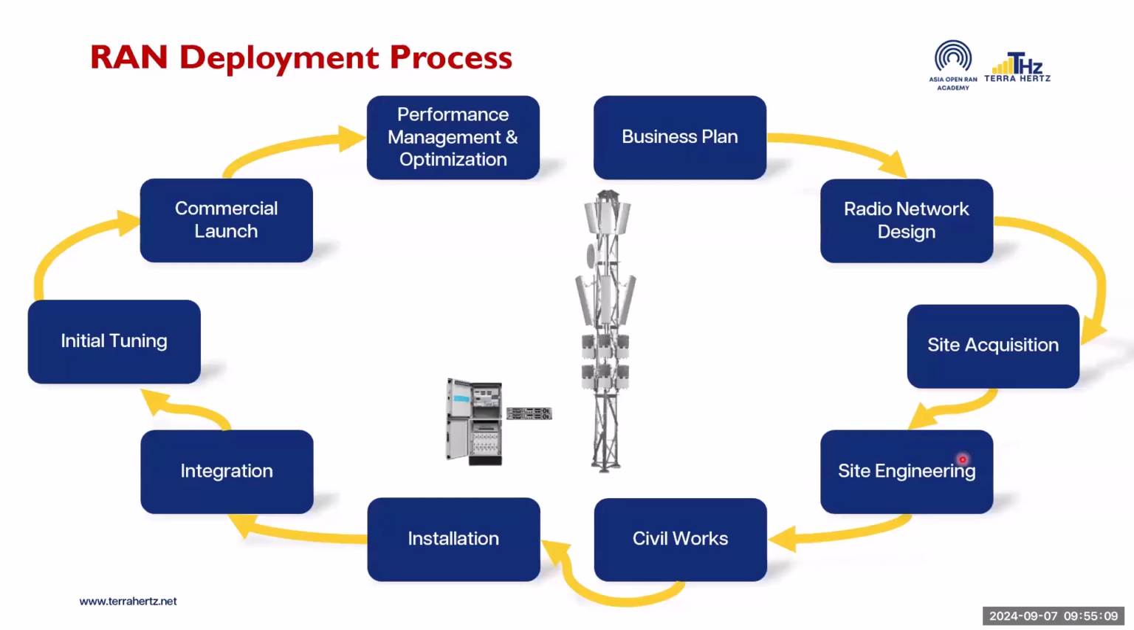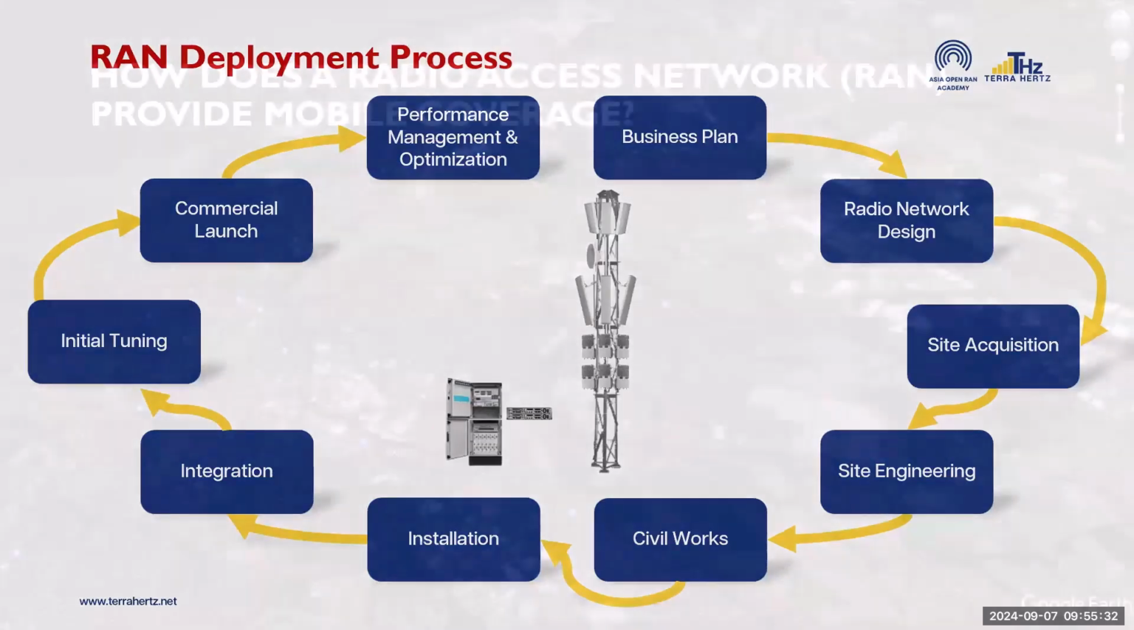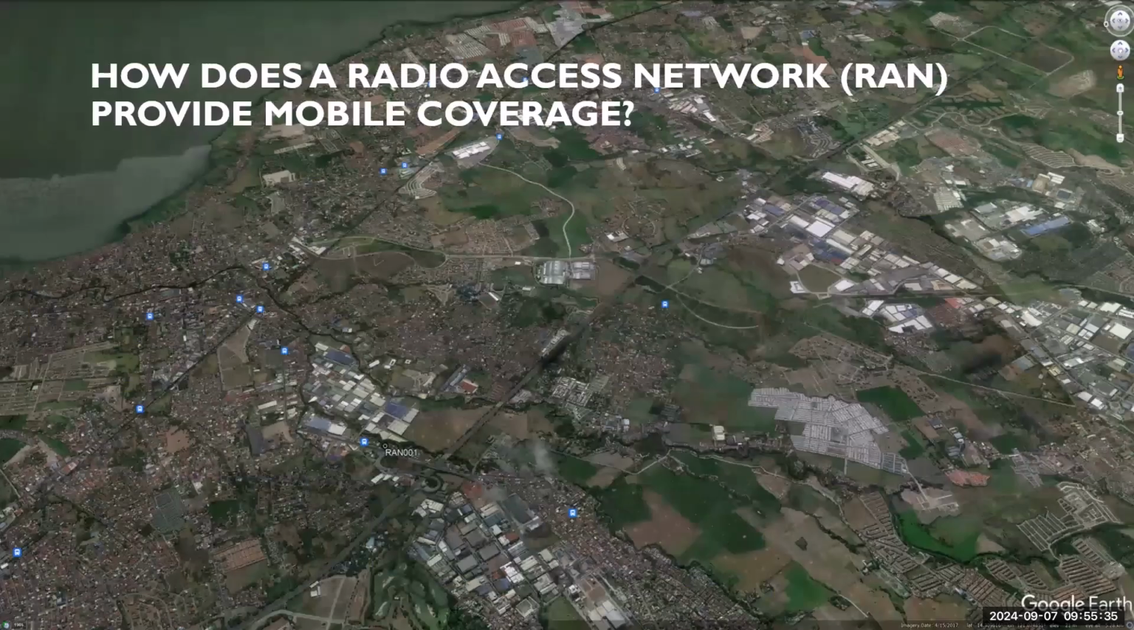And then you will see that there's a new business case: currently, operators are not the ones building the tower, but a tower company. It's the same process. It's a change in the business model only, or in the operations, how the operators are operating, and new ecosystem players are coming in. Okay, so how does a radio access network provide mobile coverage?